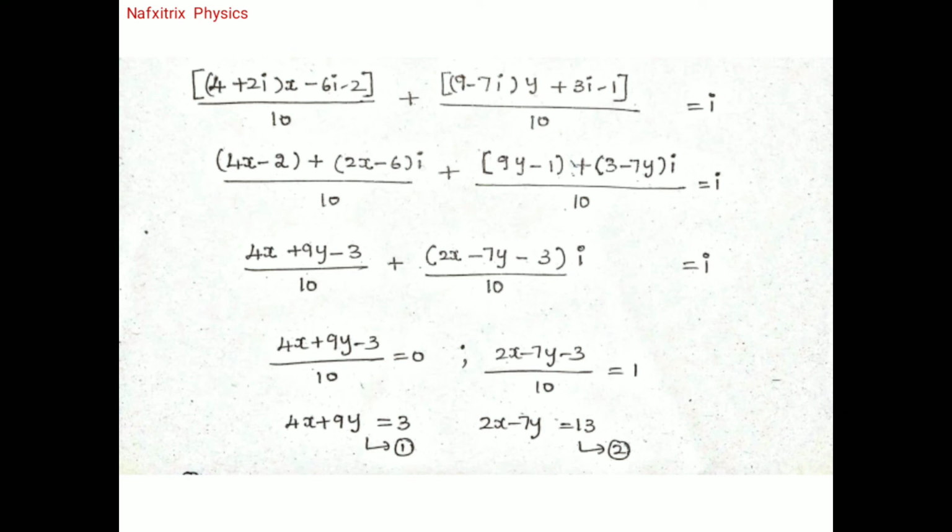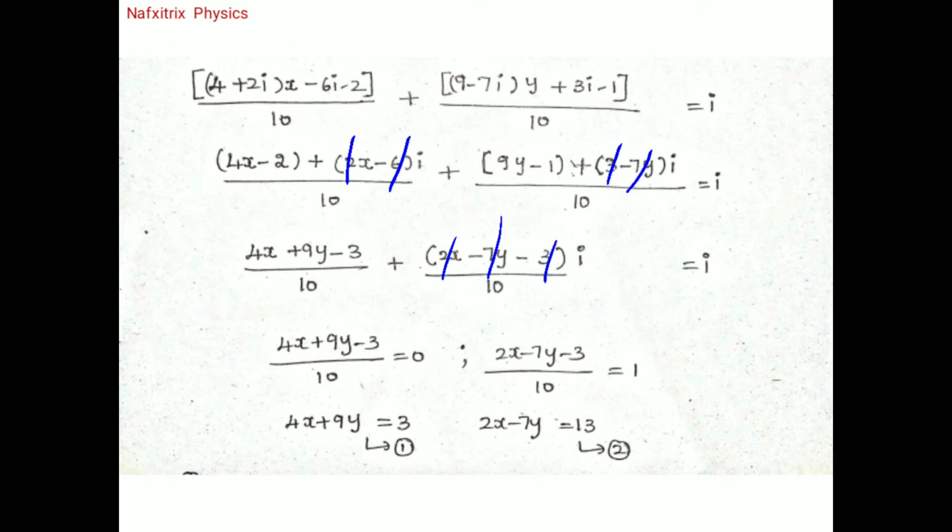We need to do step by step calculations. First of all, 4x is there, 4x by 10, here 9y by 10. So 4x, 9y, and minus 2 minus 1, if you only consider the real part. So minus 2 minus 1 is nothing but minus 3. Next, here 2x is there, 2x by 10, and in the imaginary part, 2x by 10 minus 7y by 10, and here minus 6i plus 3i, that is nothing but minus 3i.